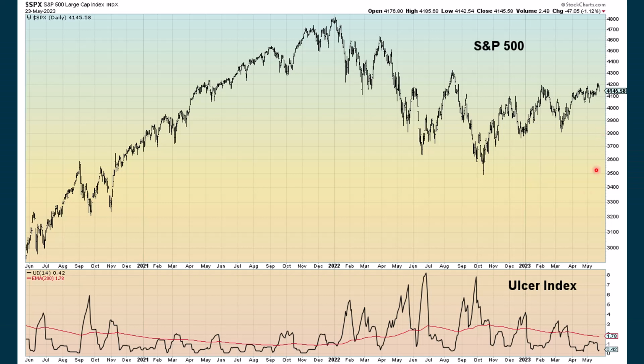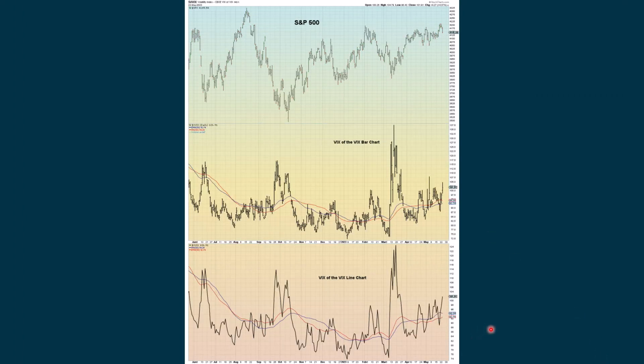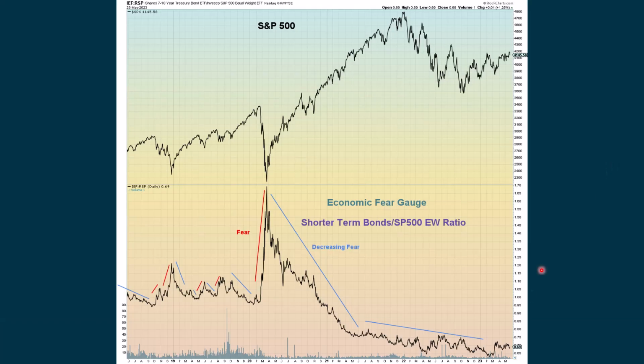Looking at sentiment, fear is still very, very light right now, meaning there's a lot of complacency. With the down day, the VIX did go up on the line chart as well as on the bar chart, and we also saw a pickup in volatility of the VIX as well. This fear gauge is still continuing to go down, which is kind of strange since it was a down day. This other fear gauge is pretty much going down overall to sideways.